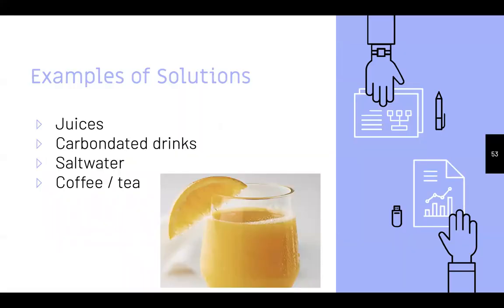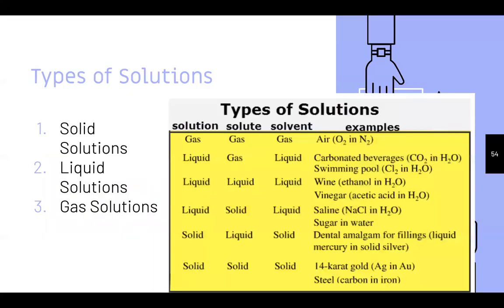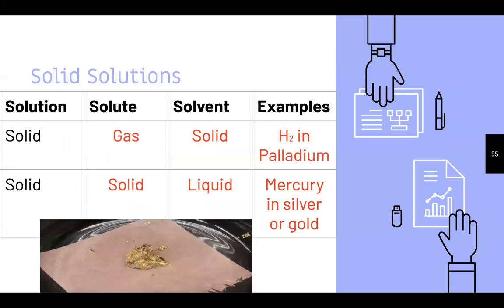Examples of solutions that you probably see every day: juices, carbonated drinks, salt water, coffee, or tea. Types of solutions: we have solid solutions, liquid solutions, and gas solutions. You don't have to exactly memorize it, just understand that there are these different types of solutions and the different forms they can come in. This table does show some examples.